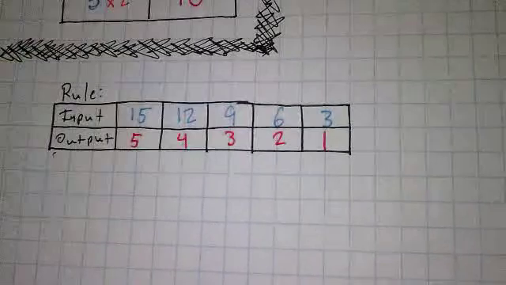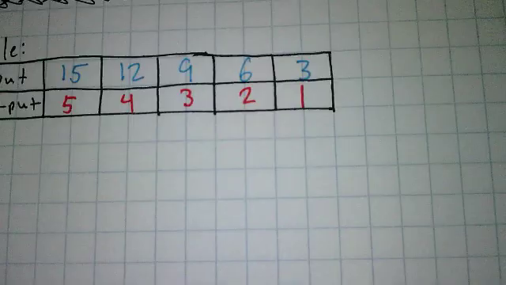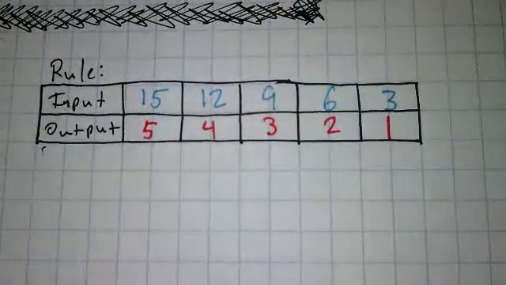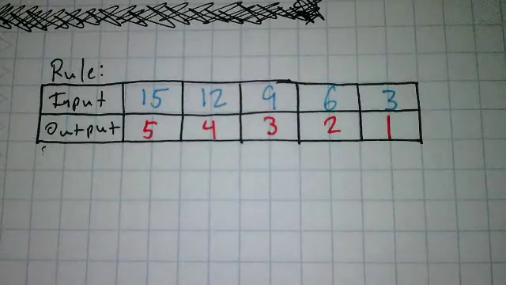Well, we need to look at our inputs and our outputs. Okay? So how could we get from 15 to 5, do you think? I want you to think about that for a second. I see someone with their hand up, but I want more of you to come up with it. How could we get from 15 to 5? Hazel, how do you think we get from 15 to 5?